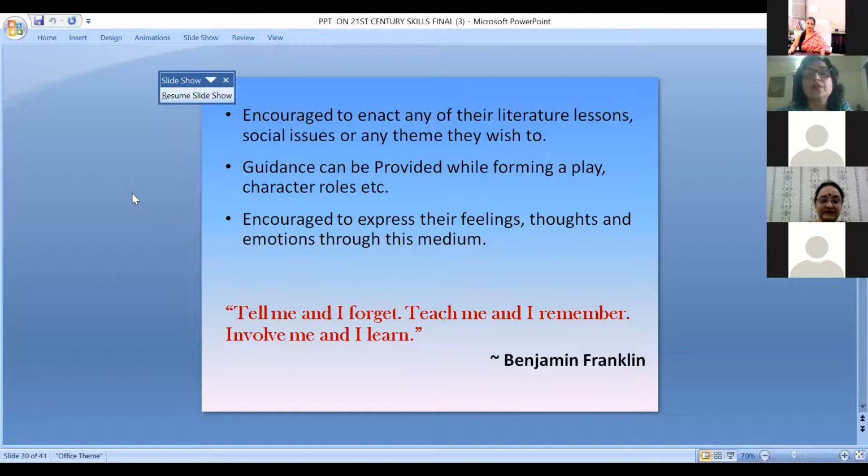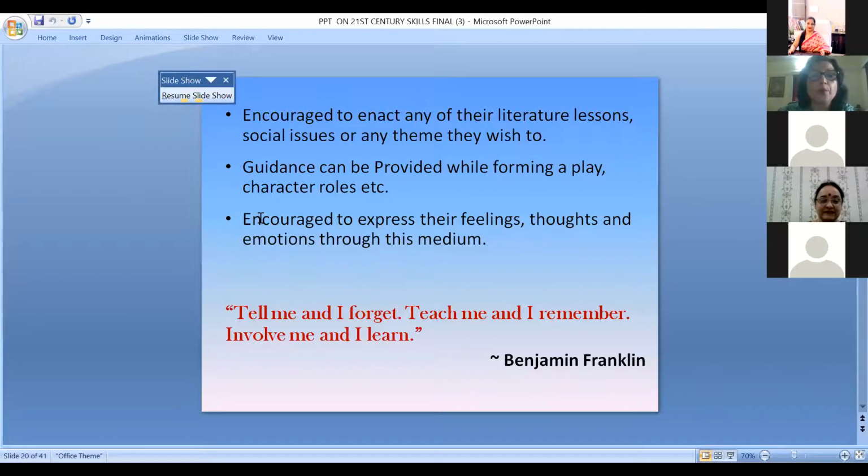Next we come to drama, which CBSE says, and how we can do that is to encourage them to enact any of the literature lessons, social issues, or any theme they wish to. Then guidance can be provided by the teacher while forming a play, character roles, etc. Encourage them to express their feelings, thoughts, and emotions through this medium. They will learn the language, they will learn communication. As it has been said by Benjamin Franklin, tell me and I forget, teach me and I remember, involve me and I learn.